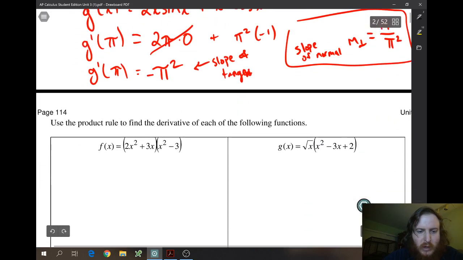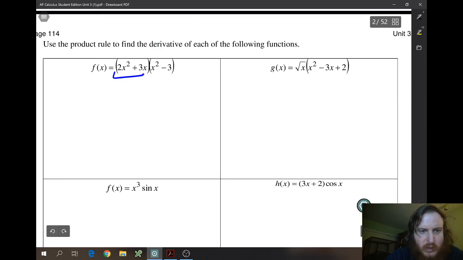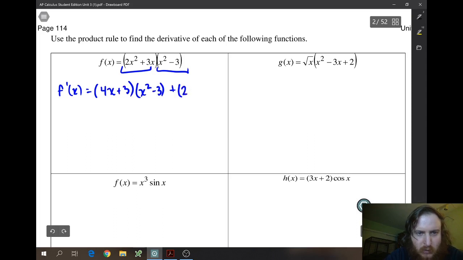Okay. So, just a few more, just going through these for practice. I'll try to go fairly quickly with these. We just split, I like to put a little bracket there on my homework. F prime of x equals, now we take the derivative of the first one, so 4x plus 3, and then we leave the second one alone. So times x squared minus 3, then plus, now we're going to leave the first one alone. So 2x squared plus 3x times 2x.